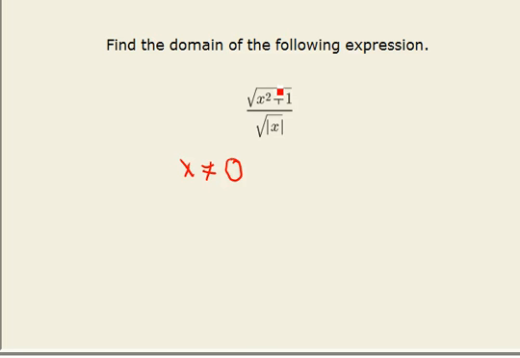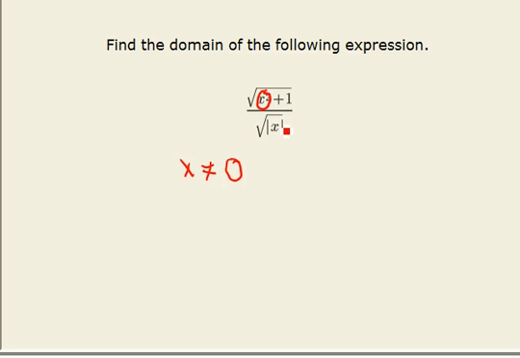Looking at the top, we can see that we have an x squared, which means that any quantity that we put in there, a negative number, 0, or a positive number, is going to yield either a positive number or 0. And then adding 1 to this quantity will make it always greater than 0. So we don't have to worry about getting a negative number under the square root, which, remember, the domain of anything under a square root has to be non-negative.